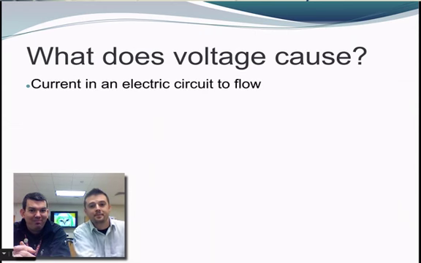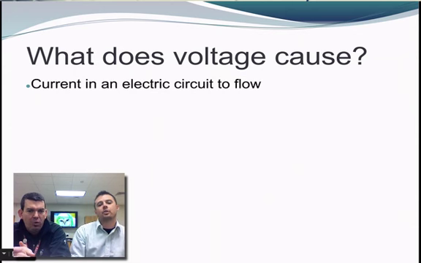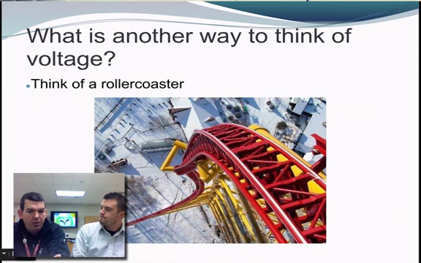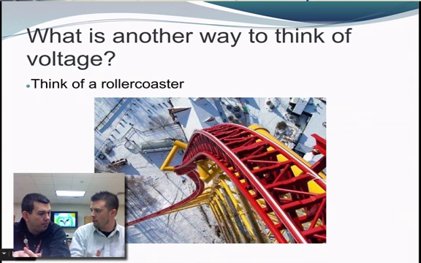Okay, moving on. Voltage causes current in an electrical circuit to flow. Without that difference, electrons would not be able to flow. Remember, they don't want to move. They don't want to do work. They want to stay where they're at, but once they see there's a difference, they actually start to move towards that.